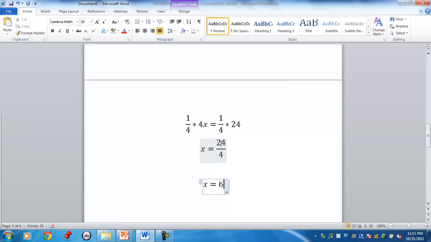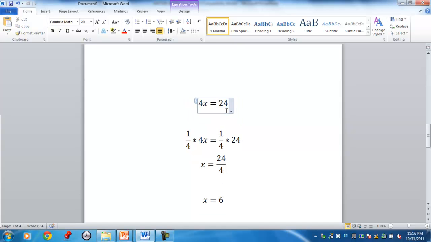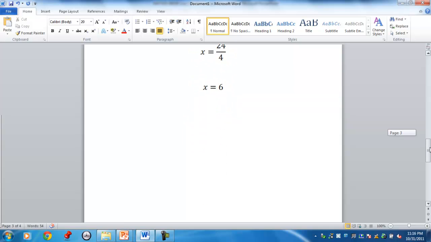Because basically, if you remember in the beginning, we had 4x equals 24. Let's write the original equation back up here, because originally we started out with 4x equals 24. So if I go back and check, 4 times 6 is going to equal 24.